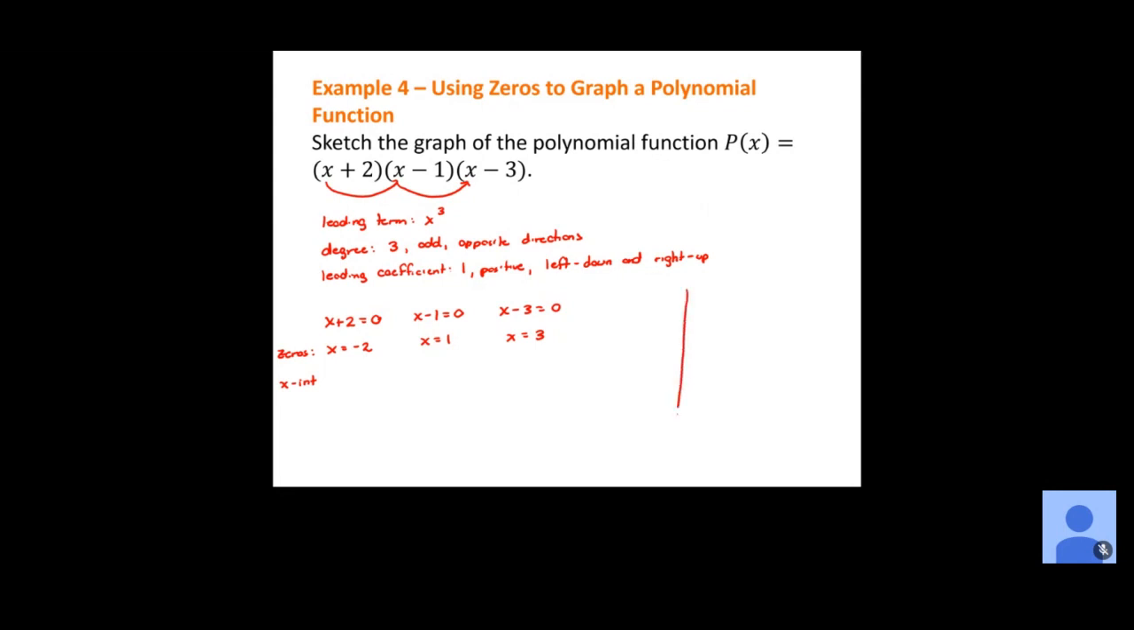So if I sketch this out, first thing I'm going to do is I'm going to put my x-intercepts, my zeros, along my x-axis. And so I know I have one at negative 2. I'm going to have an x-intercept over here at negative 2. I'm going to have one at positive 1. And I'm also going to have one at 3. And so those are my x-intercepts.